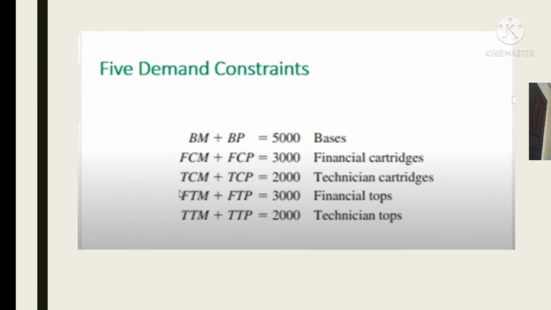The five demand constraints: BM + BP = 5,000 bases. FCM + FCP = 3,000 financial cartridges. TCM + TCP = 2,000 technician cartridges. FTM + FTP = 3,000 financial tops. And TTM + TTP = 2,000 technician tops. These are the five demand constraints. They specify the number of each component needed to satisfy demand for 3,000 Financial Manager calculators and 2,000 Technician calculators, a total of 5,000. Base components are needed for both calculators, while the other components depend on the demand for the particular calculator.